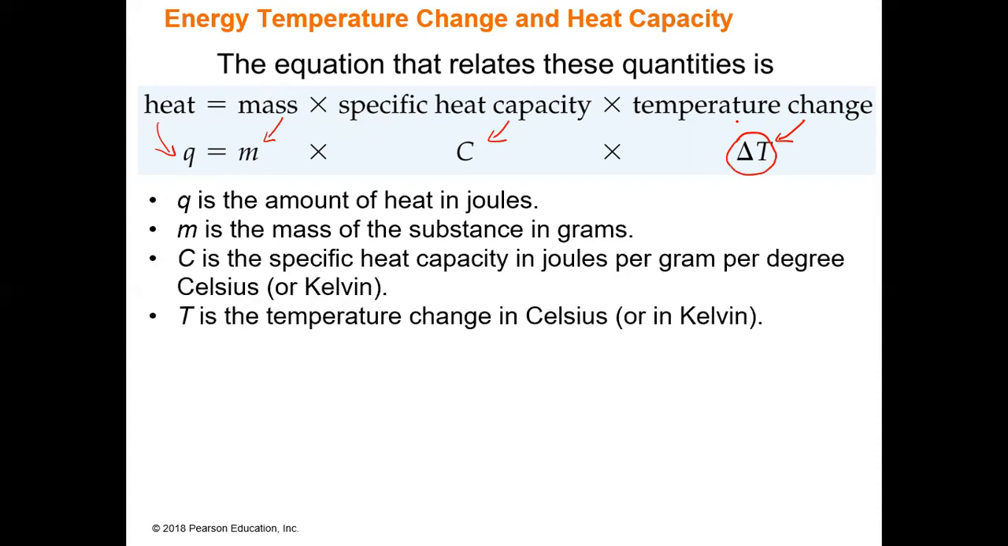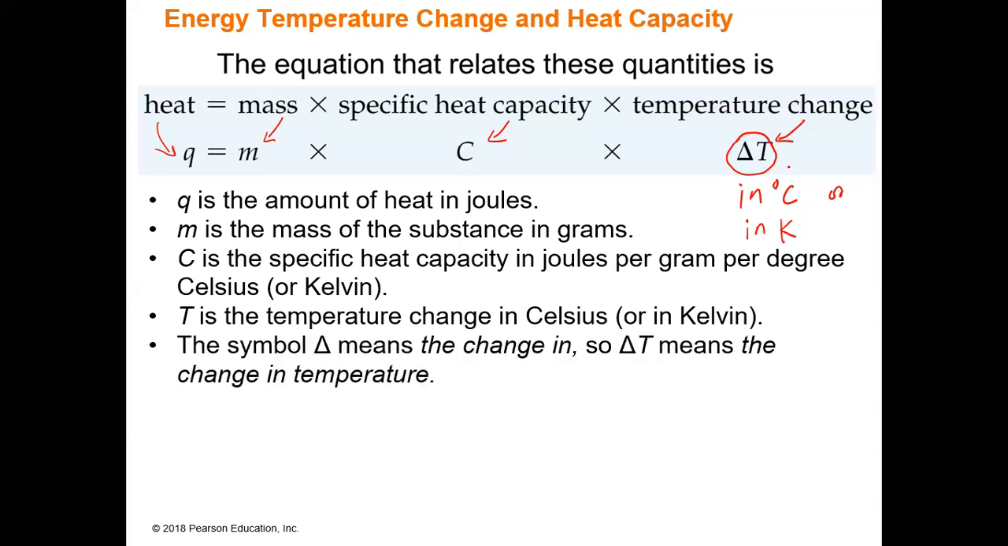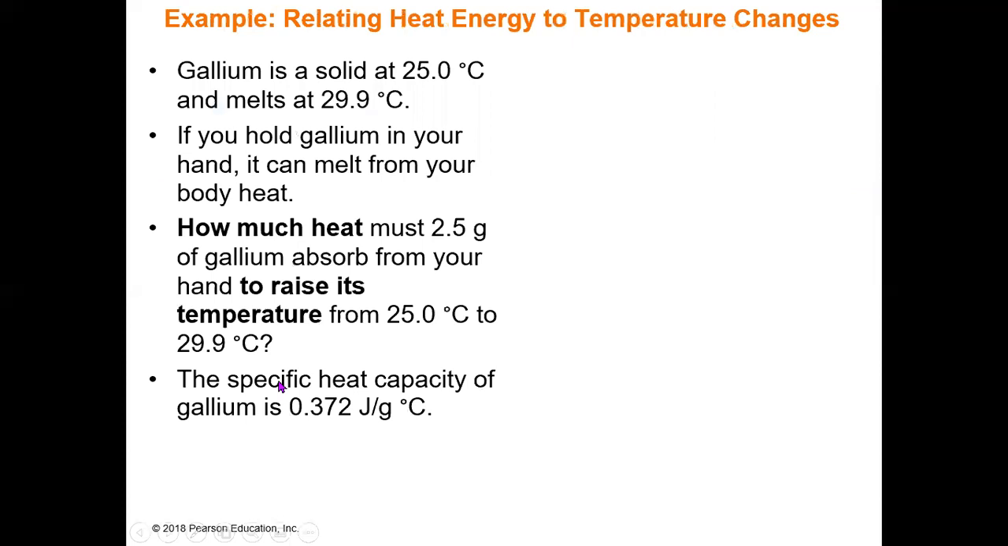The temperature change in Celsius and Kelvin will be the same. So you can either calculate the delta T in Celsius or the delta T in Kelvin. Either way, you will get the same number. And the Greek symbol delta means the change in something. So delta T means the change in temperature.